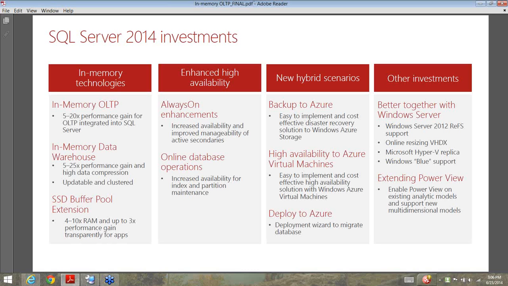And there are other investments as well in terms of Power View and all, which is definitely an area under the business intelligence side of things, right? So great. So let's move further.